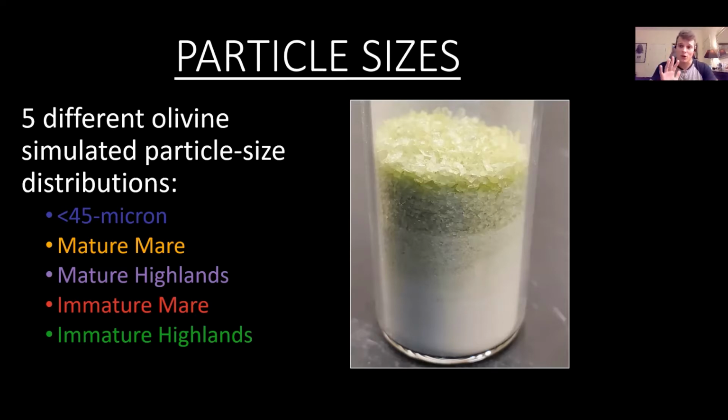So we have 5 different particle size distributions here. A less than 45 micron, which is a control. Many other people have used particle sizes like this before. So this basically lets us know that, hey, our spectra looks right and it looks similar to what other people have done in the past. We also did 4 particle size distributions reminiscent of the surface of the moon itself, brought back from Apollo missions. Obviously, like I said, the porosity can't be brought back, but the particle size distributions can. And we're using what is in the literature here for these distributions.